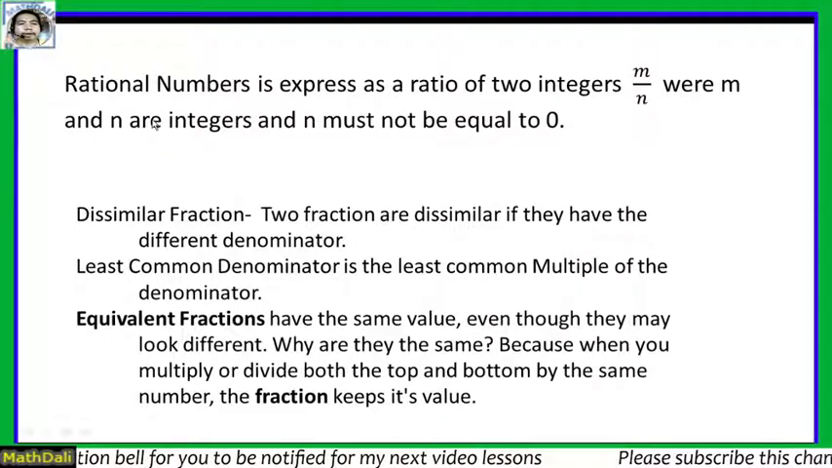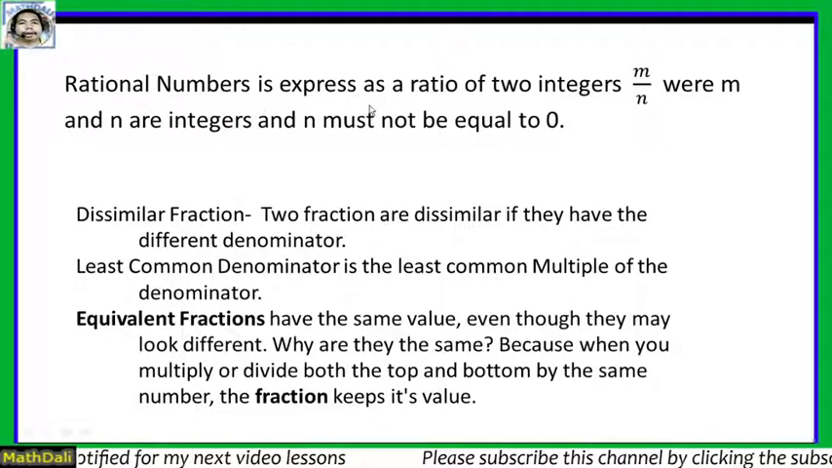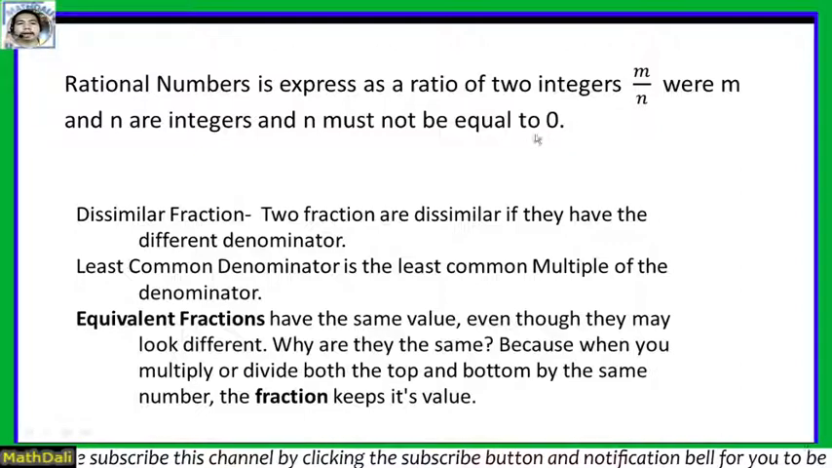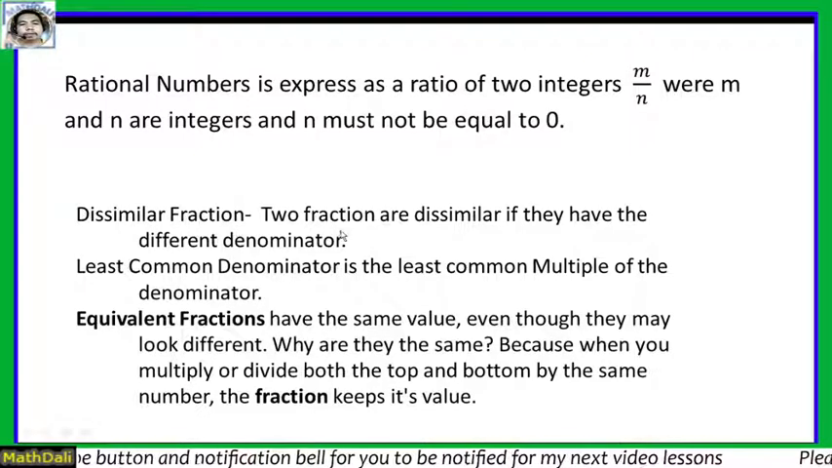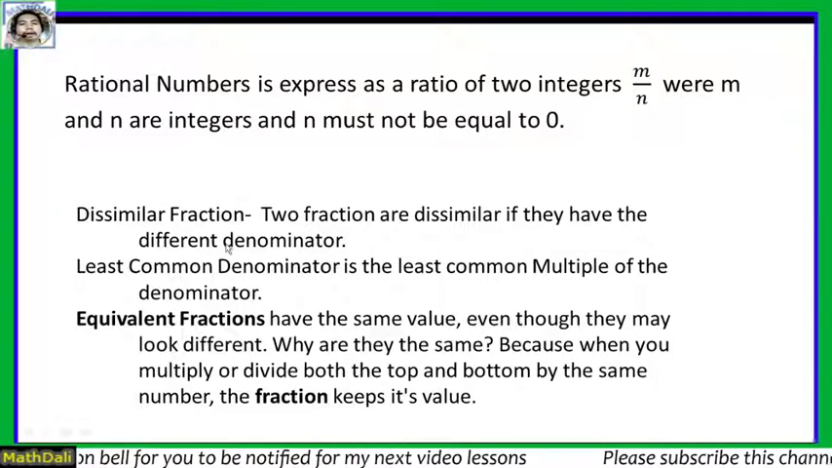Yan. So, define muna natin ulit yung tinatawag natin na rational numbers. So, these are numbers that is expressed as a ratio of two integers, m over n. Yan. So, yung n natin dito, yung denominator, dapat hindi yan equal sa 0. Yan yung definition natin ng rational numbers. Then, we also have dissimilar fraction. So, ano ba itong dissimilar fraction? So, two fractions are dissimilar if they have different denominator. So, kapag magkaiba yung ating denominator, ang tawag doon ay dissimilar fraction.